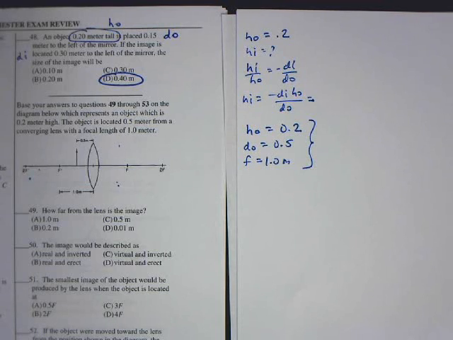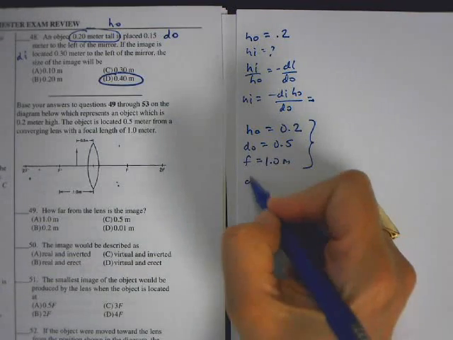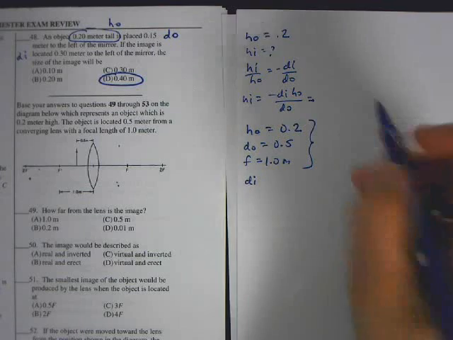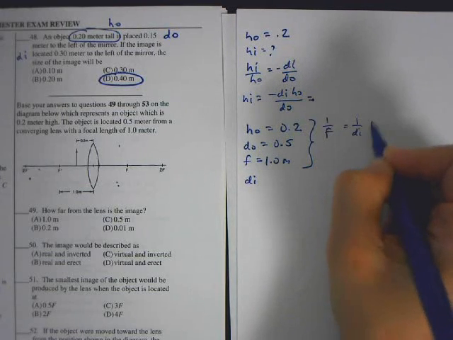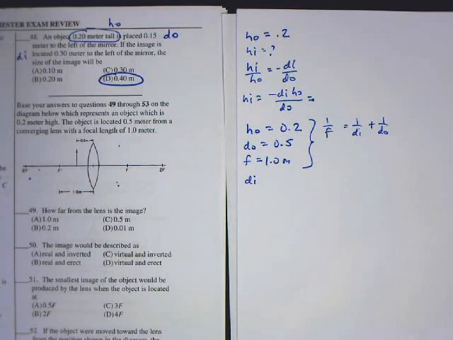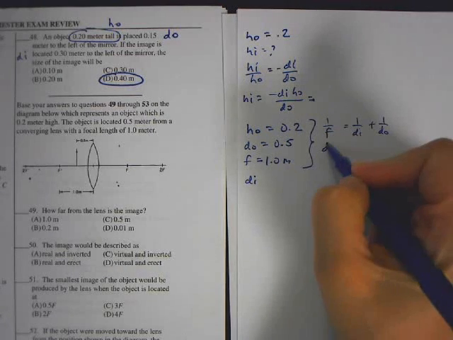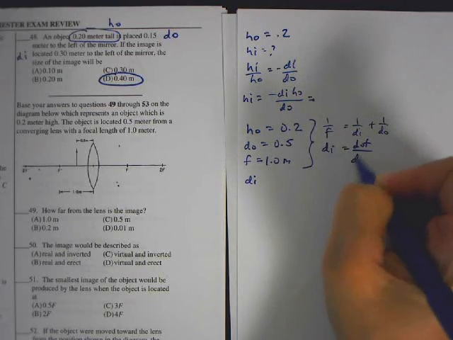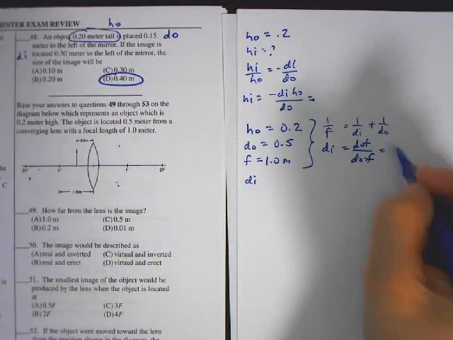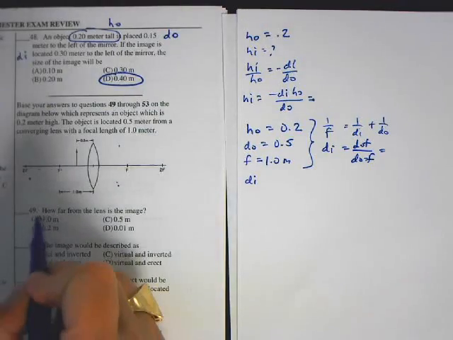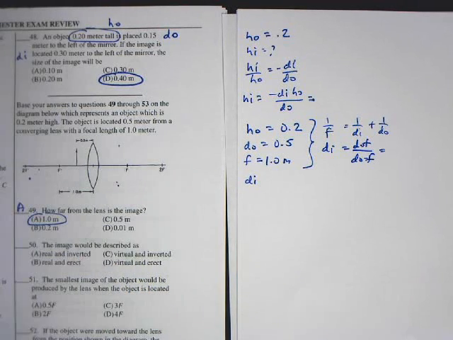So it says how far from the lens is the image. So how far from the lens is the image, we want to find DI. So we're going to use the equation 1 over F is equal to 1 over DI plus 1 over DO. Even though we know how to do it algebraically, if you notice on the scrap paper that has all the equations you're going to be using on the semester exam, we already rearranged that one for you. So DI is equal to DOF over DO minus F. So when I substitute in my values, that comes out to be 1. And again, you need to practice doing these yourself.